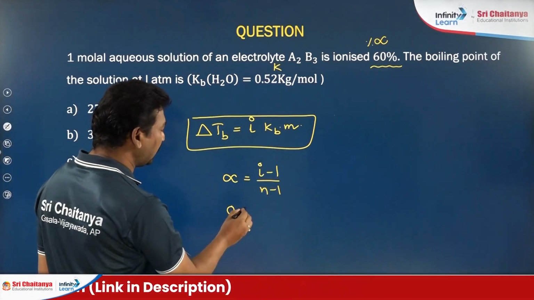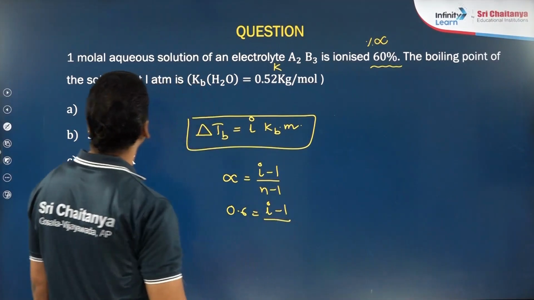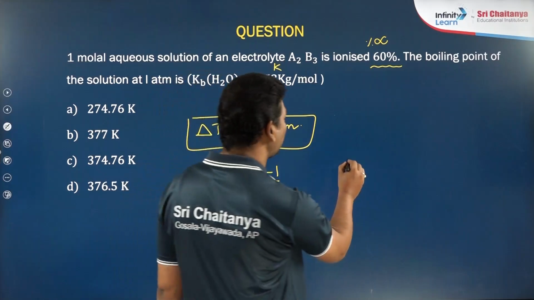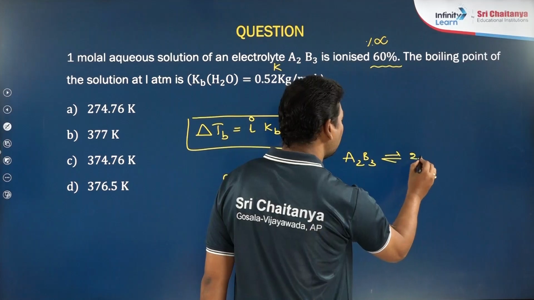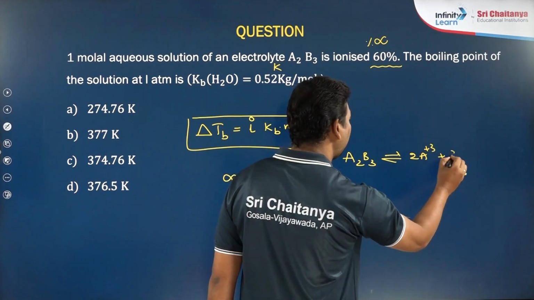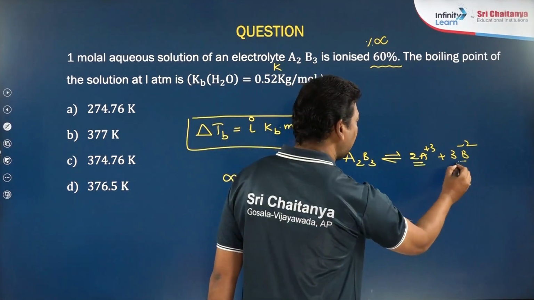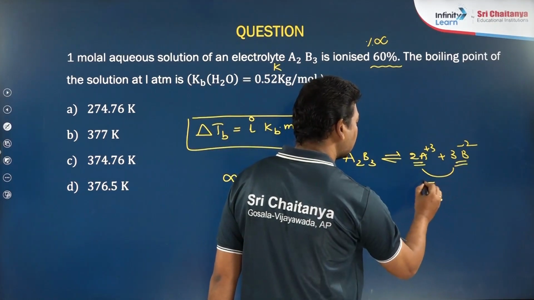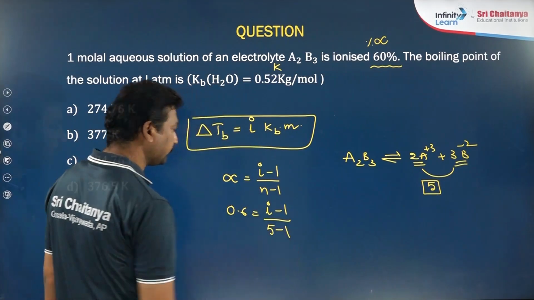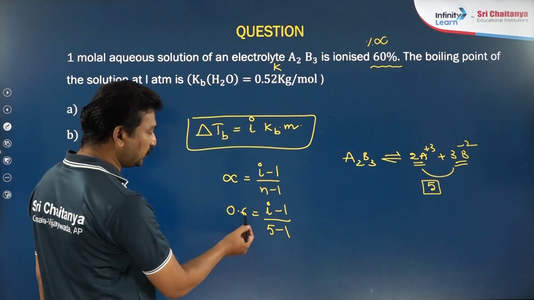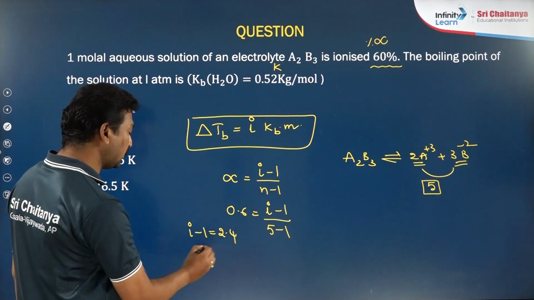60% means alpha can be taken as 0.6, equal to (i minus 1) by (n minus 1), where n is the number of particles formed during the dissociation of the A2B3 electrolyte. A2B3 upon ionization gives 2A+3 and 3B-2. How many particles is it? 2A+3 and 3B-2 together make 5 particles, and n is 5. So 5 minus 1 is 4, and 4 into 0.6 is 2.4. So i minus 1 is 2.4, then i is equal to 3.4.